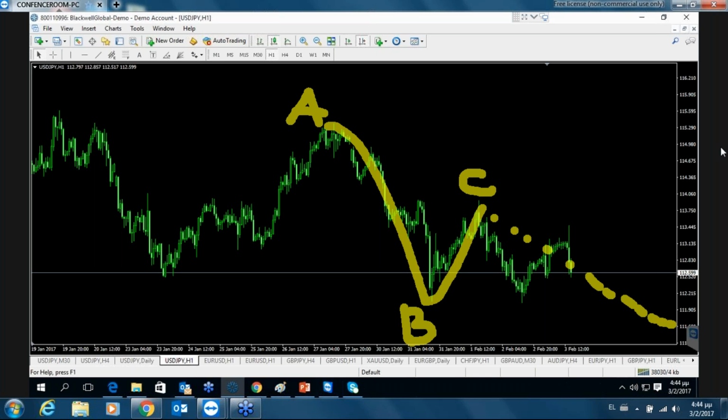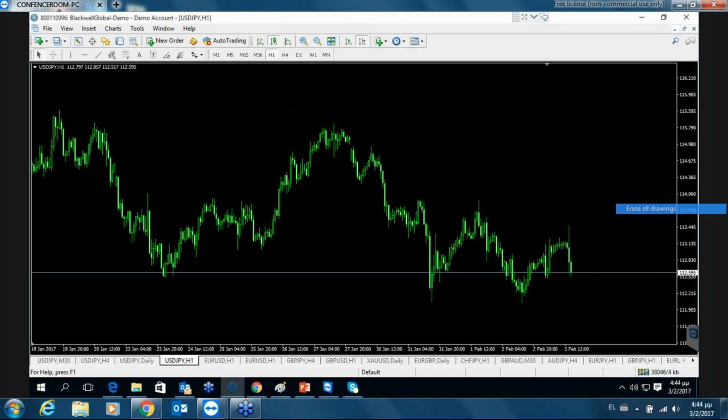Okay, so what we do next is, we've got this rough idea in our mind how it would look like, right? So then what we do is we start drawing the lines based on your trend line. Your trend line tool here on the Blackwell Global MT4 platform, you could find it right here. That's your trend line right there.